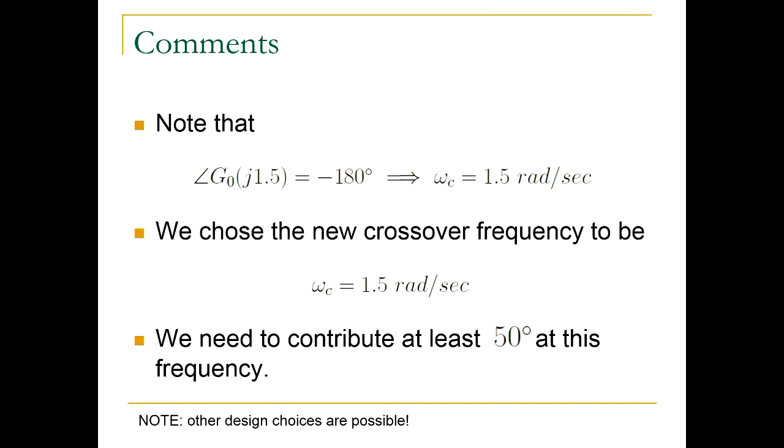By the way, this is very, very important. Other design choices are possible. At the end of the day, you just need to pick the corner frequencies of the lead lag, place them in particular places, and if you miraculously get the specifications satisfied, everyone is happy. But Ogata just gives you some guidelines of how to do it step by step. There is some logic behind these steps.